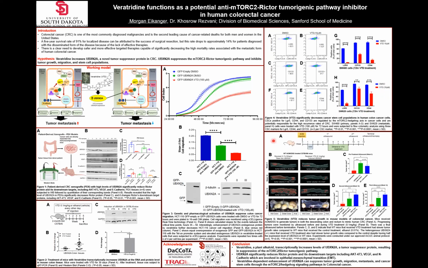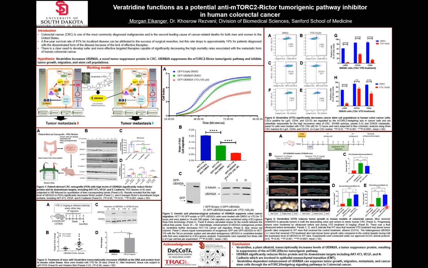Finally, VTD can inhibit tumor growth in this preclinical mouse model of colorectal cancer. First, I'd like to draw your attention to the red and blue columns. These are both wild-type mice, so they have full UBXN2A gene expression. As you can see, the mice that received VTD have significantly less tumor growth than the mice that received ethanol or the control.